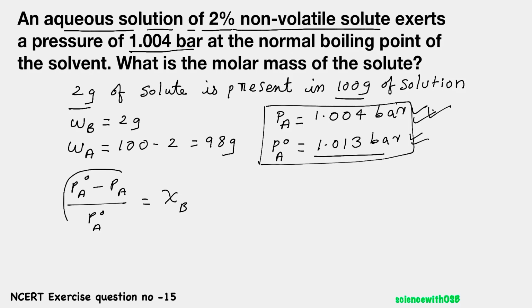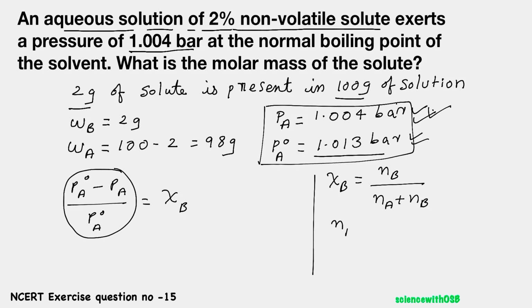This is the relative lowering of vapor pressure, okay? And that is equal to chi B. Now, what is chi B? Chi B, the mole fraction of solute, is equal to the number of moles of solute by total number of moles. Now, the number of moles of solvent will definitely be much greater than the number of moles of solute in normal cases. So, for mathematical ease, we will ignore the number of moles of solute in the denominator.